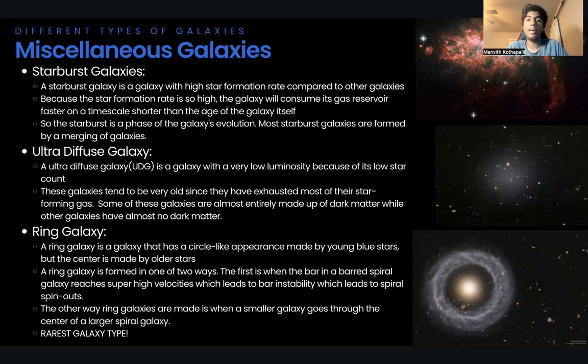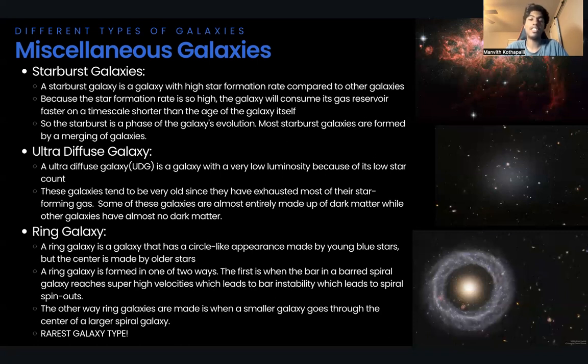The first is when a bar in a barred spiral galaxy reaches super high velocities, which leads to bar instability, which leads to the spiral to spin out. This leads to density and gravitational waves that make the spiral migrate out and to the side to form a ring. This is also because of the dark and baryonic normal matter ferociously orbiting the bar, making it unstable.